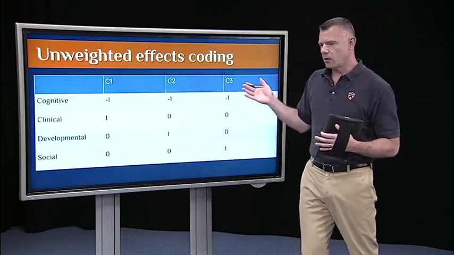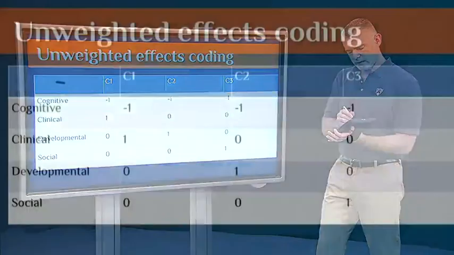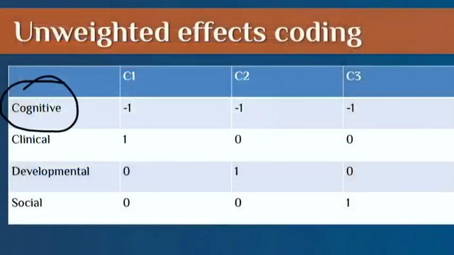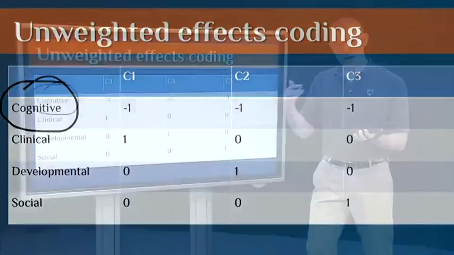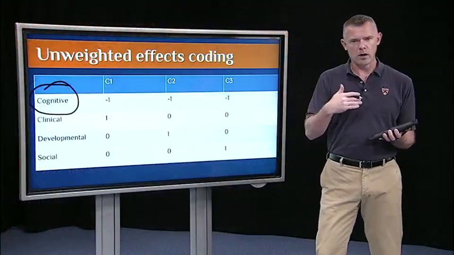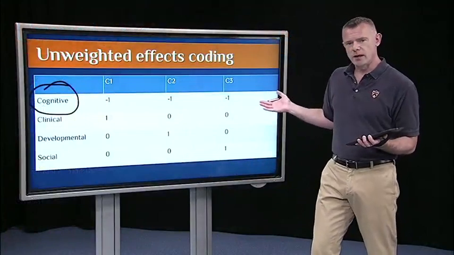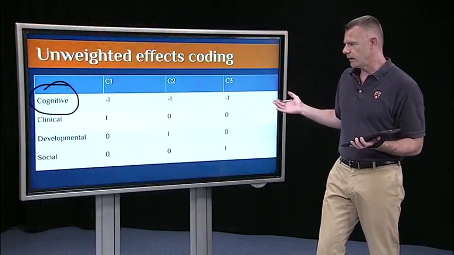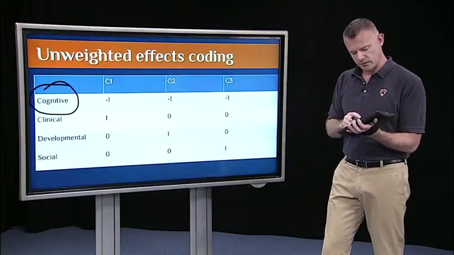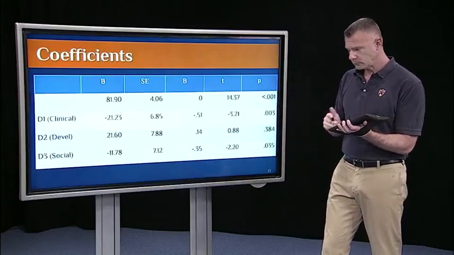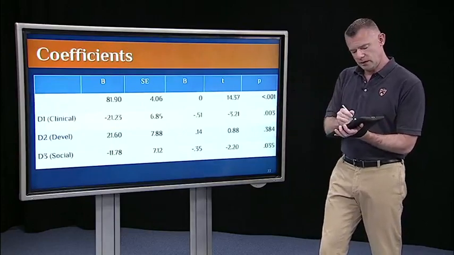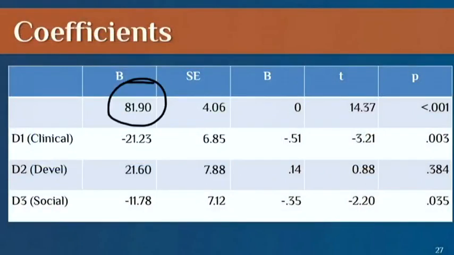So effects coding, you'll see I still took cognitive as my reference group, but now I gave them -1s across the board. And then for the rest of the codes, which I'm calling C1, C2, and C3 now to call them effects codes instead of dummy codes, you'll see, well, what's the predicted score when all x's are 0? Well, it doesn't represent any one group, but what it does represent is the average across all these groups. So if I run that and look at the coefficients, now what's changed is the regression constant.